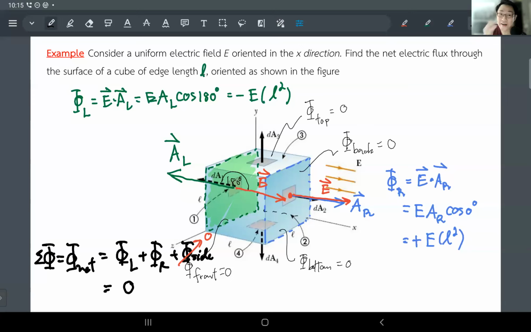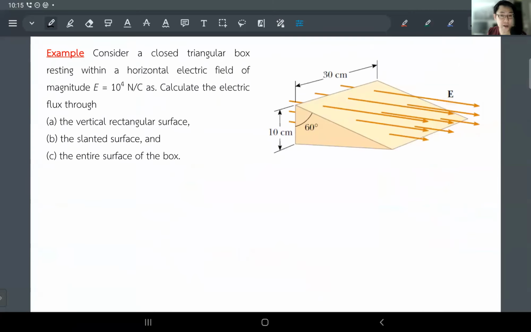Okay, it will get better. For those of you that are still a little confused, it will get better over time. We have a couple more exercises to go through. So let's try one more. This is a good one. If you understand this one, that will be a good indicator that you understand how to calculate flux and the dot product.